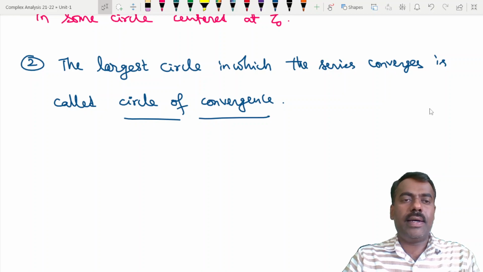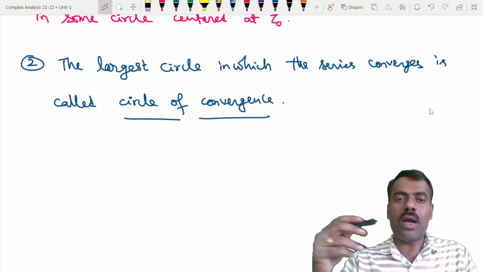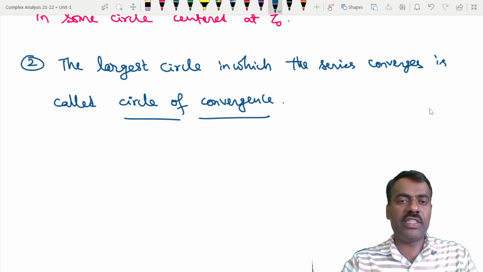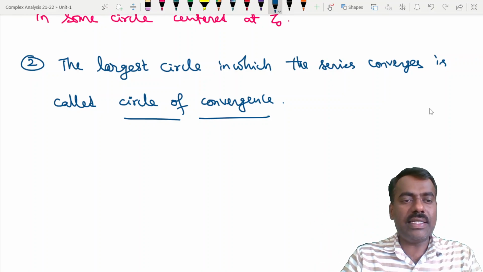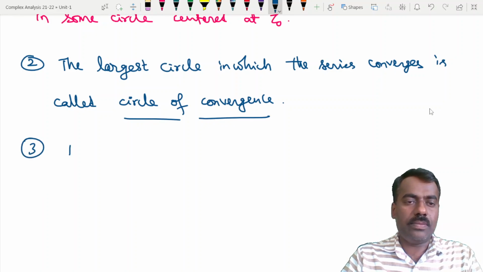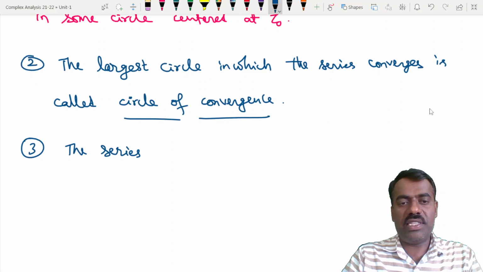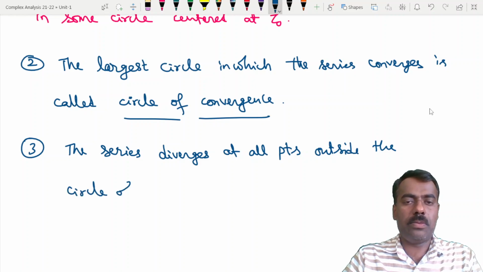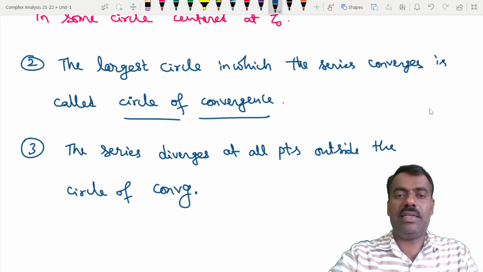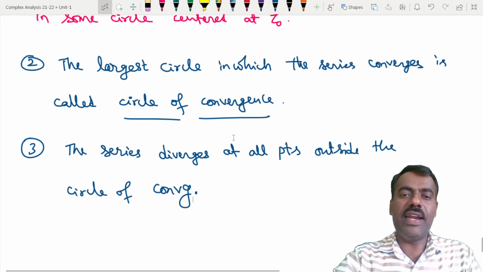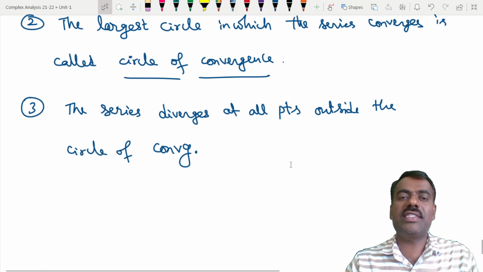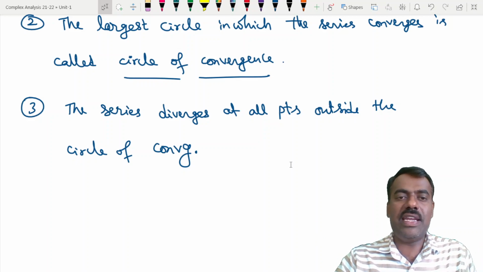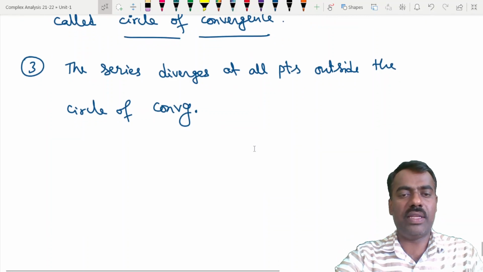And that means if you take any point outside this circle of convergence, then at those points it is divergent. That means the series diverges at all points outside the circle of convergence. Later we'll see it is called the radius of convergence. The radius of convergence of a power series is nothing but the radius of the circle of convergence. That we'll see later.